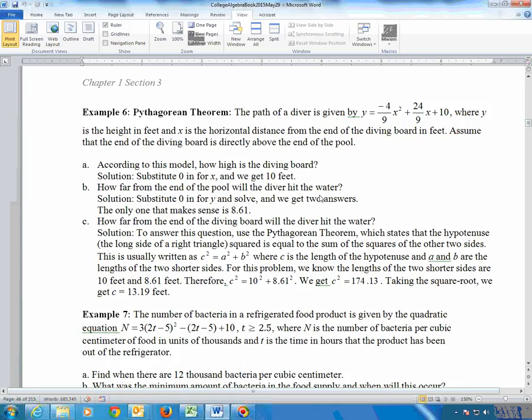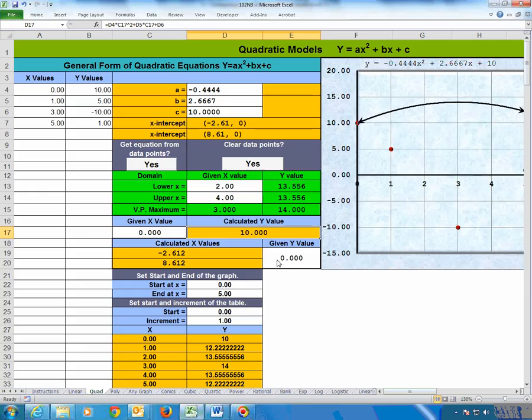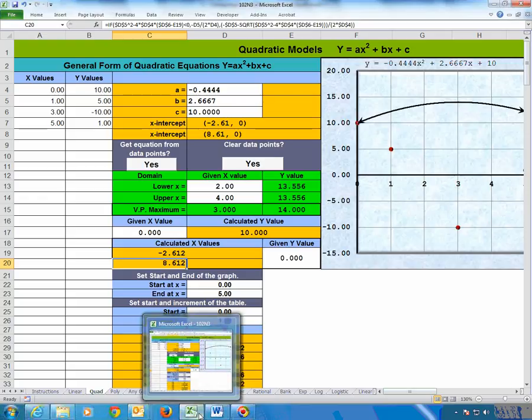And then part B on this problem says, how far from the end of the diving board will the diver hit the water? Well, just remember, when the diver hits the water, his height, which is what y stands for, will be 0, since he's 0 feet above the water when he hits the water. So all we have to do is put 0 in for y. And I'll do that right here. If you put in 0 for y, you get two answers, and the only one that makes sense is this one right here. 8.612 feet is the answer to that problem.